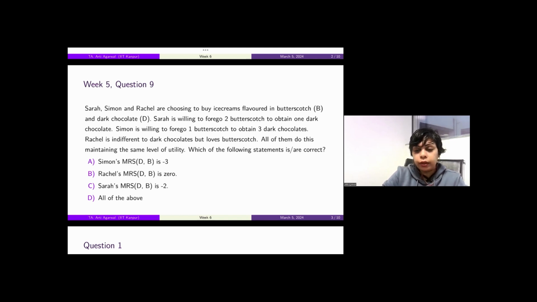You can type in your answer in the chat if you've solved it.